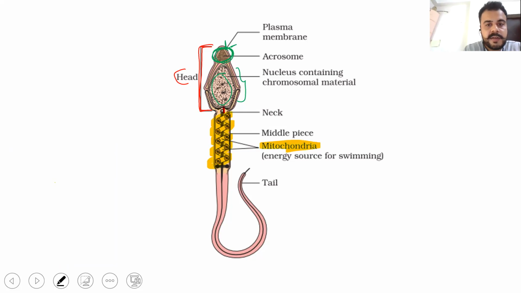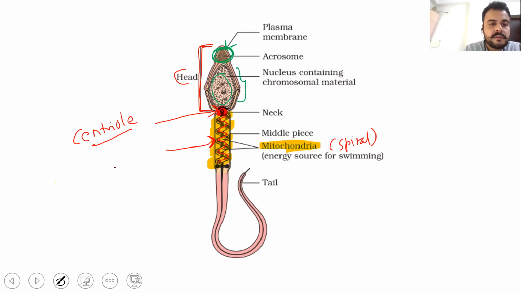If you can see this red dot which I have done, that is centriole. This part you see, that is centriole. As you see, mitochondria are arranged in this spiral manner, so they form the mitochondrial spiral. This outer covering which you see outside the mitochondria is Nebenkern.